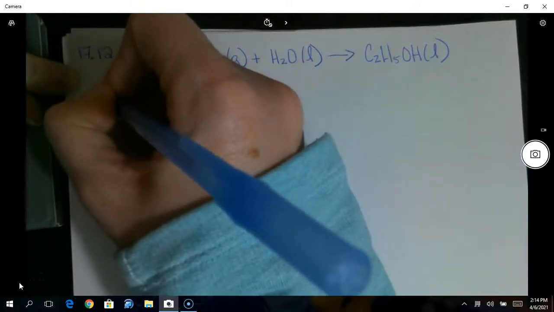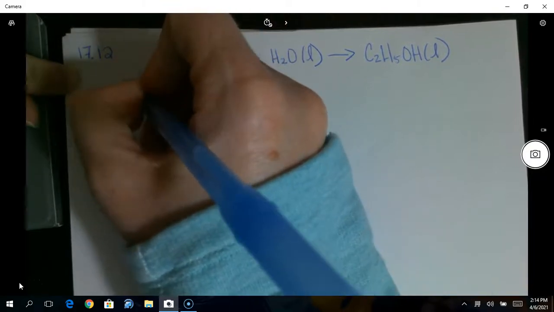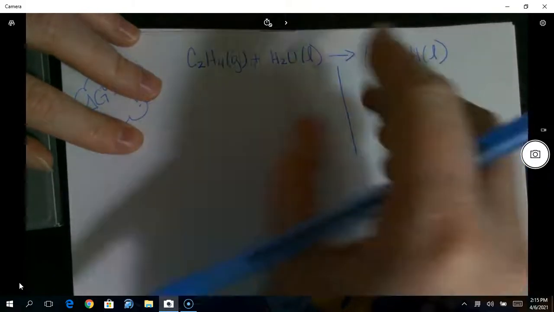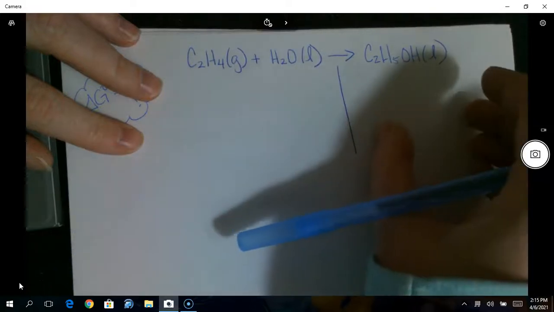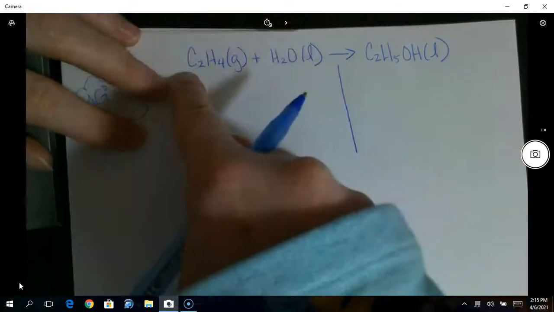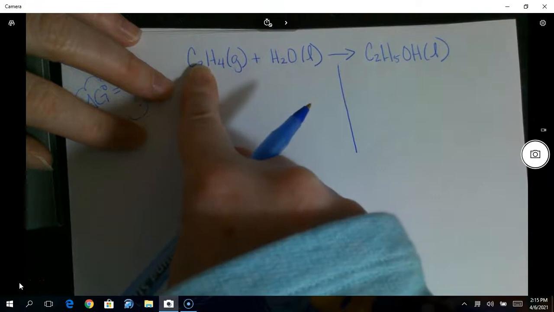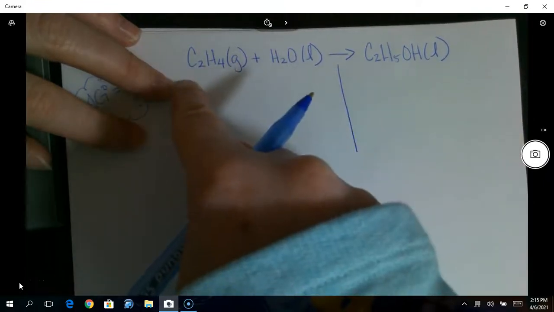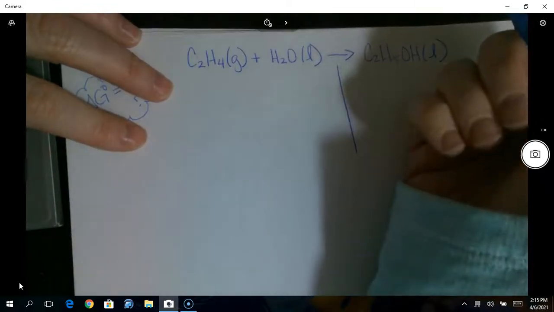All right, so we want to find if this is spontaneous. We're looking, is it positive or negative? So that's how we're going to determine feasibility of this reaction. We're going to divide up our reactants and our products, because this is going to be our initial side, this is going to be our final side. All right, so we have 1 mole here, 1 mole here, 1 mole here. So that's great because we don't have to do that much math.